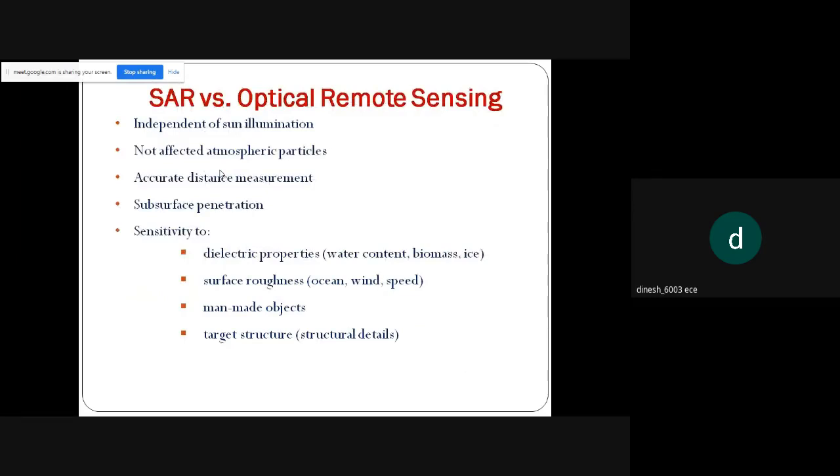So the optical remote sensing versus SAR, we are going to see. So SAR is independent of sun illumination. Without sun also, this SAR will work. This will not be affected by most of the atmospheric particles. The accurate distance measurement will be obtained. The subsurface penetration will be obtained. So these are sensitive to dielectric properties like water, biomass, ice, surface roughness, ocean wind speed, man-made objects, target structure, depending upon the structural details. So all these are the advantages of your SAR versus optical remote sensing.